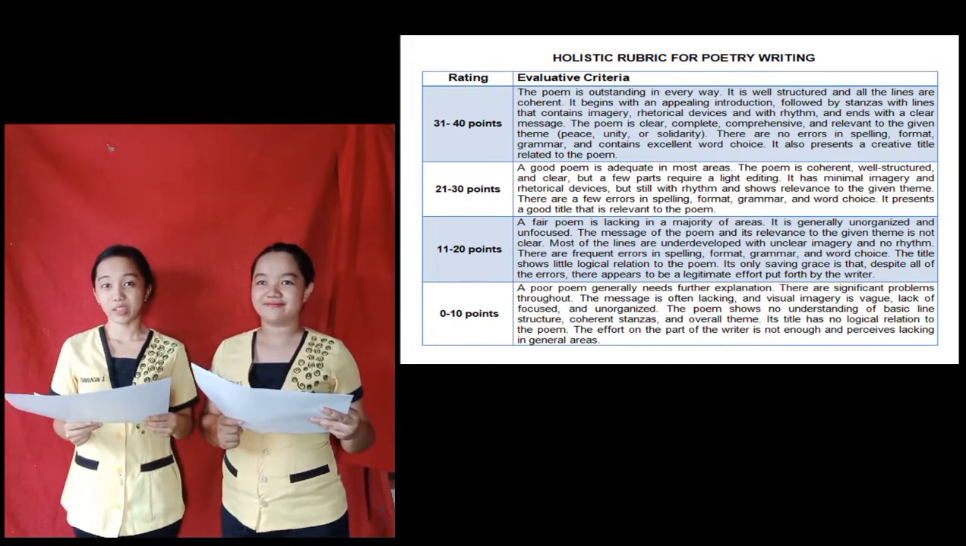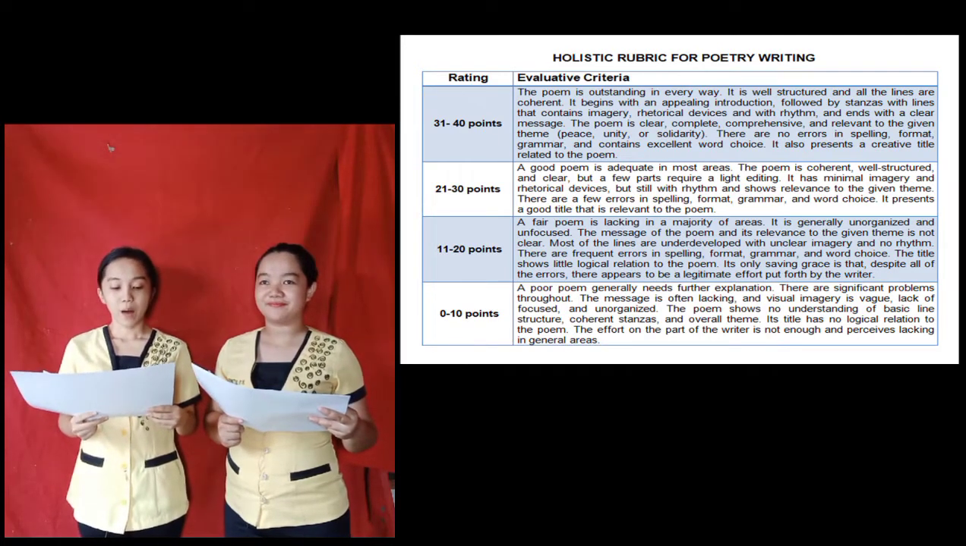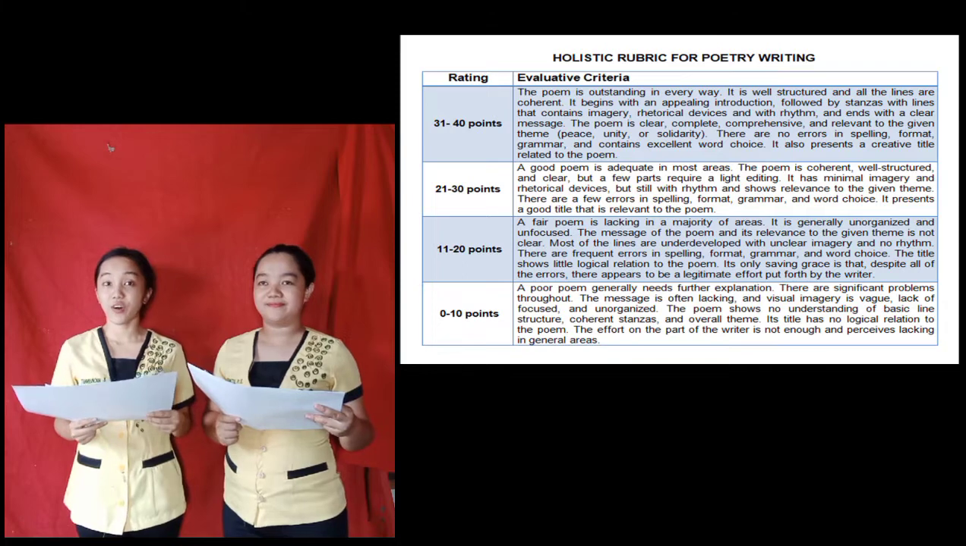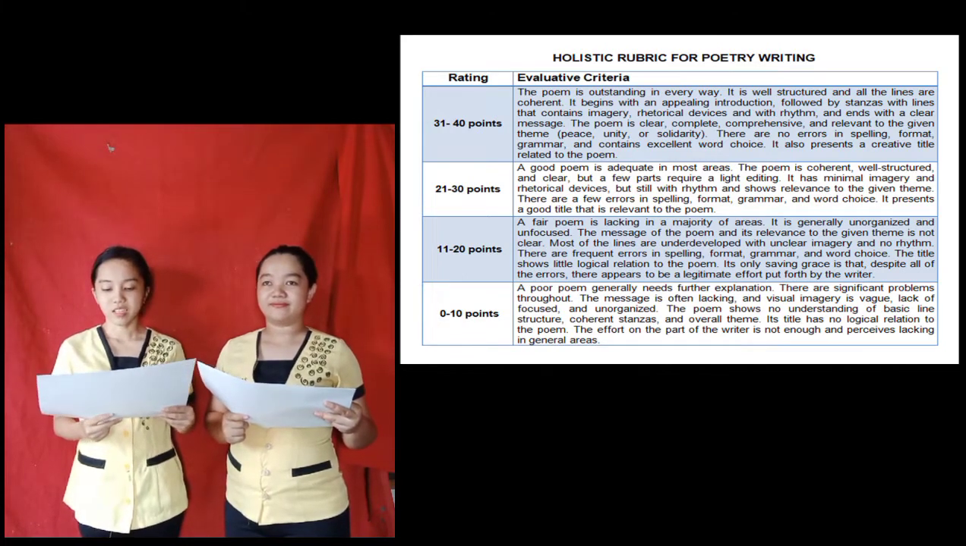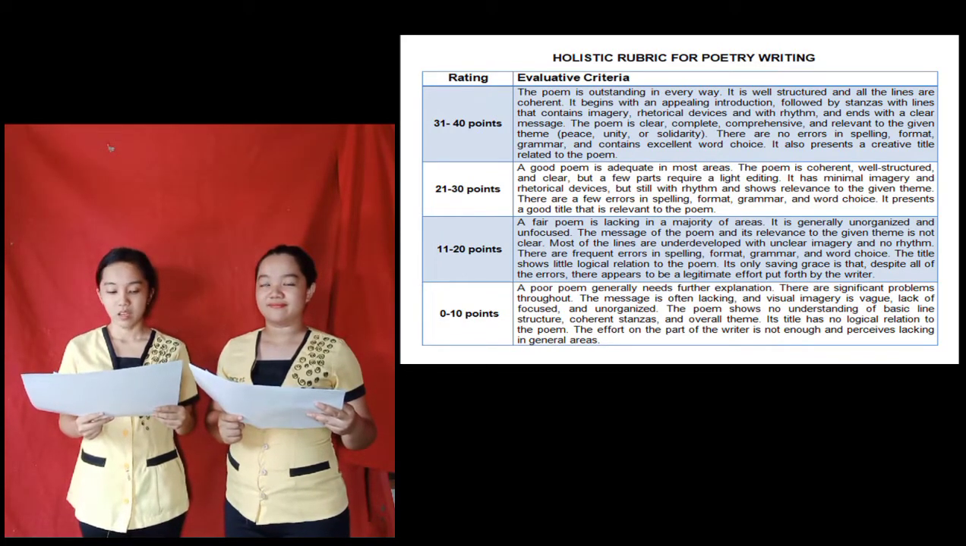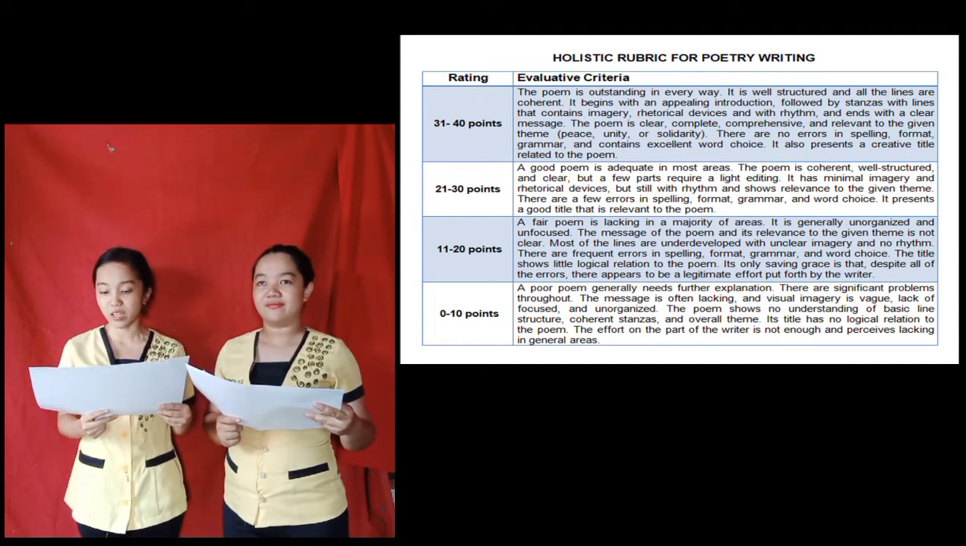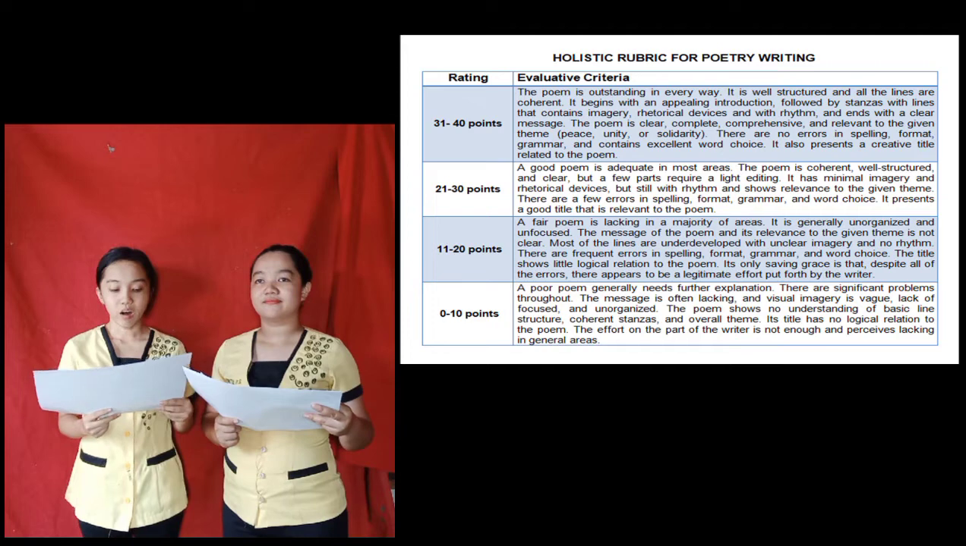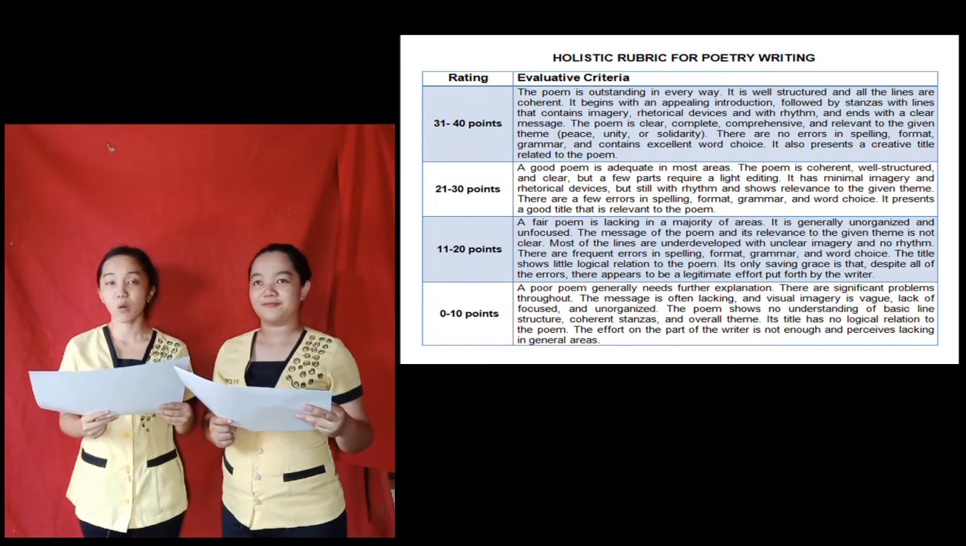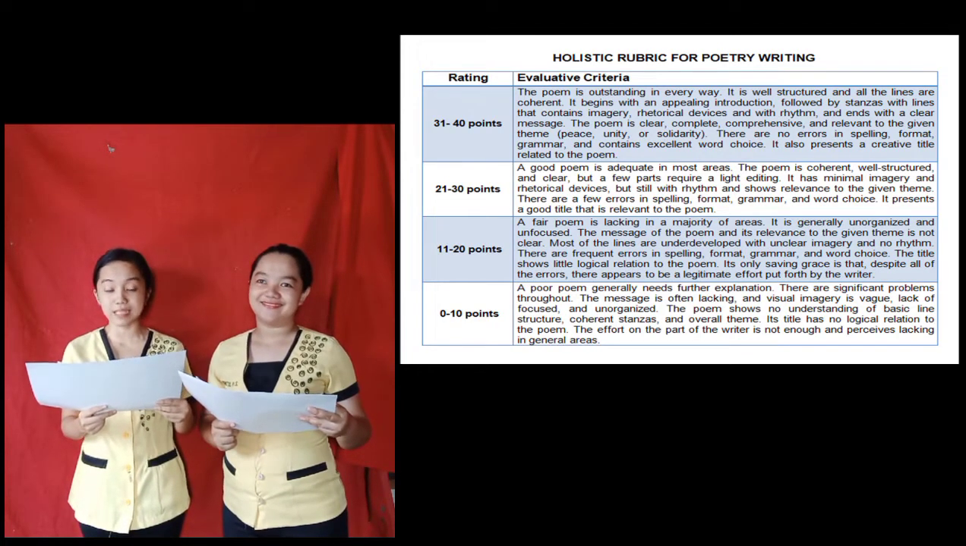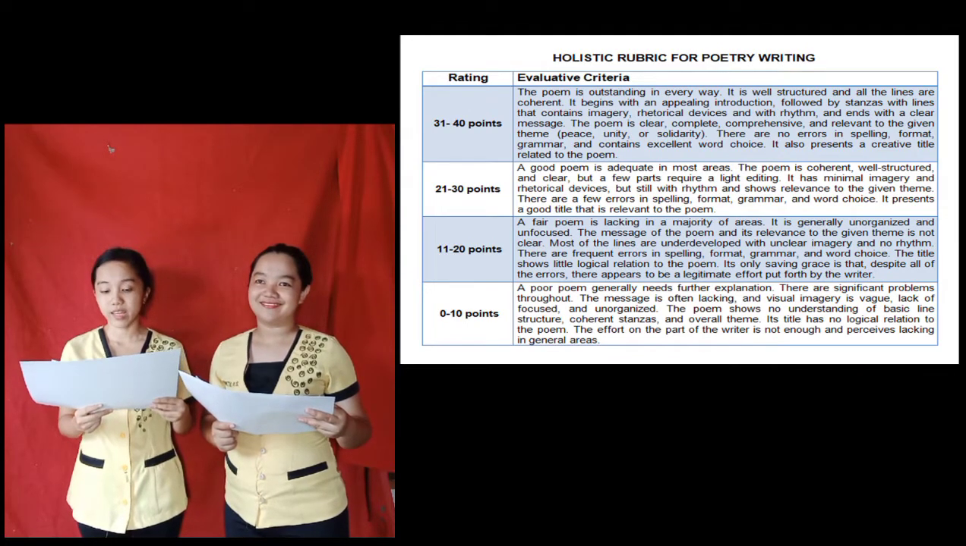The last and fourth criterion is a poor poem generally needs further explanation. There are significant problems throughout. The message is often lacking and visual imagery is vague, lacking focus and organization. The poem shows no understanding of basic line structure, coherent stanzas, and overall theme.